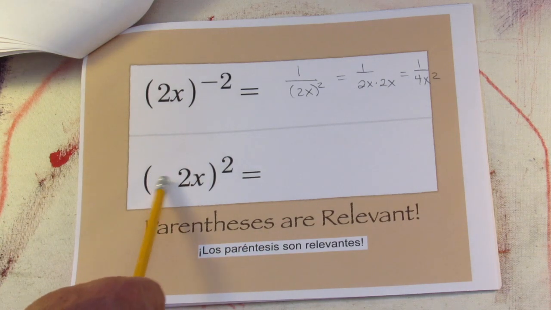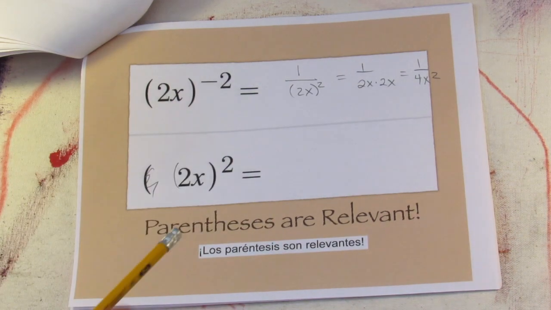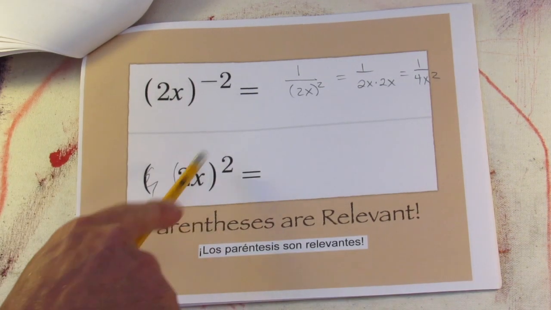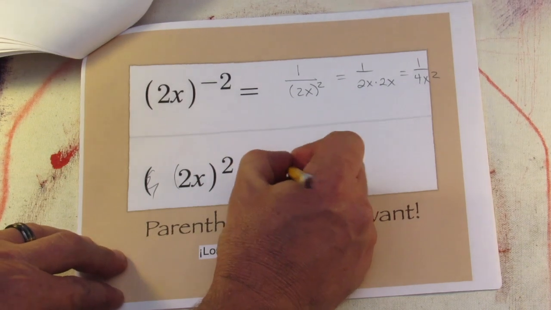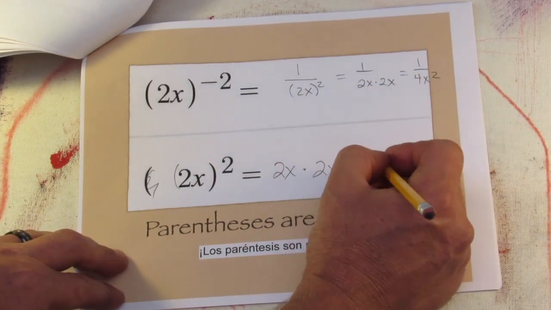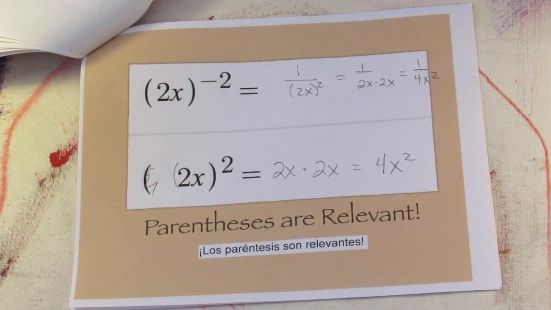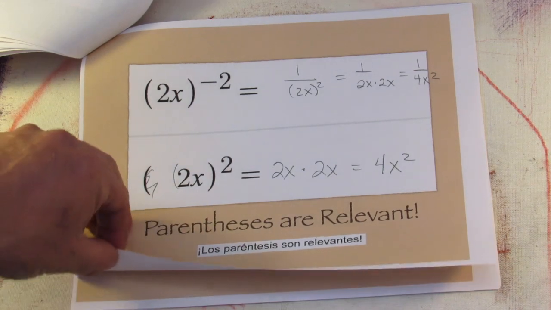Normally you won't see a space like this here. That's sort of a mistake on my part making it like that. But again, this whole quantity, the 2x, is taken to the second power, which is 2x times 2x, which is 4x squared. Okay, so those parentheses are really, really important.